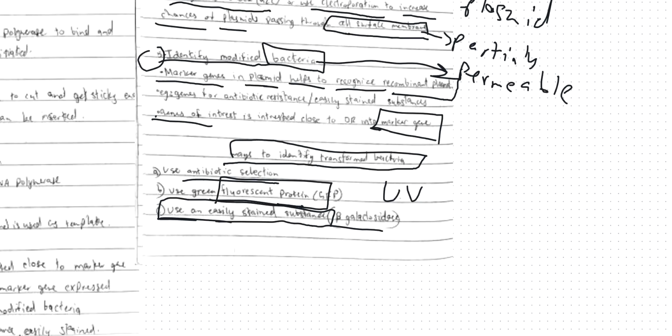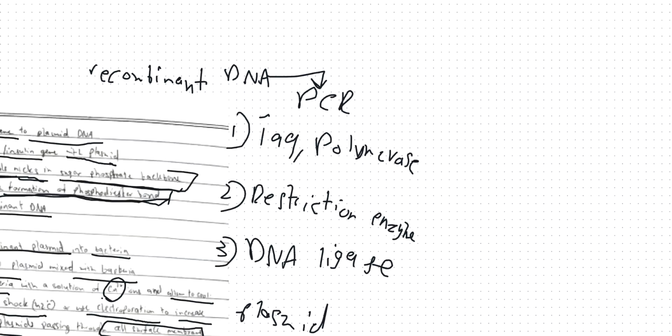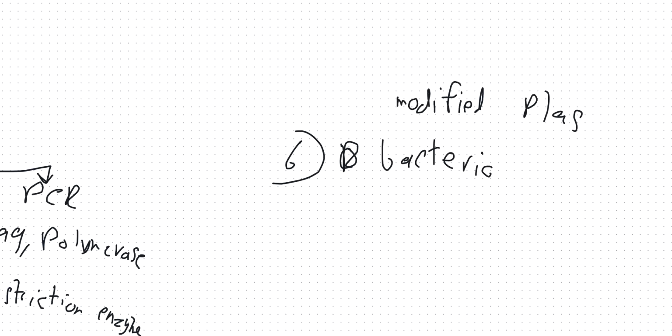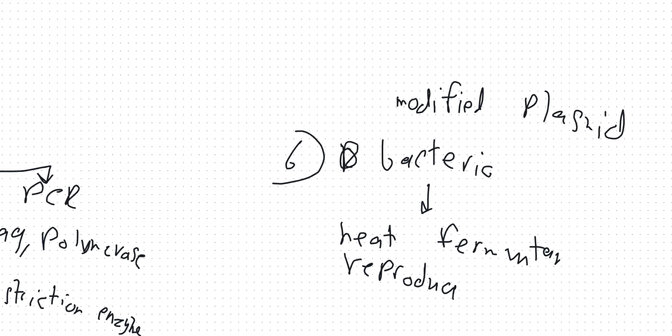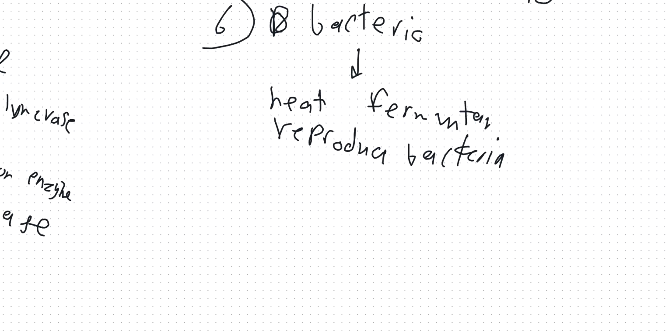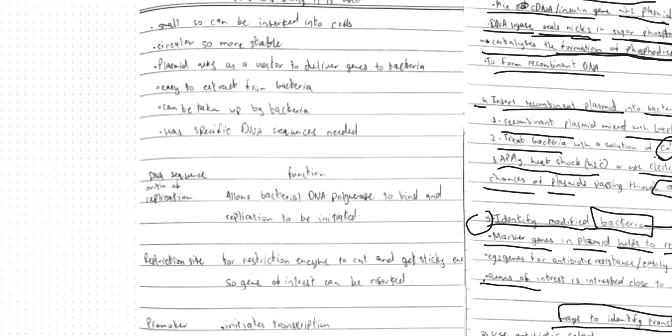And then there was step 6. So step 6 was that you use the recombinant bacteria, the bacteria that is modified through the modified plasmid. You place this bacteria in a heat fermenter, and you reproduce this bacteria. Because of this, insulin can be made. So yes, this is step 6. And so you have to know all of these 6 steps.